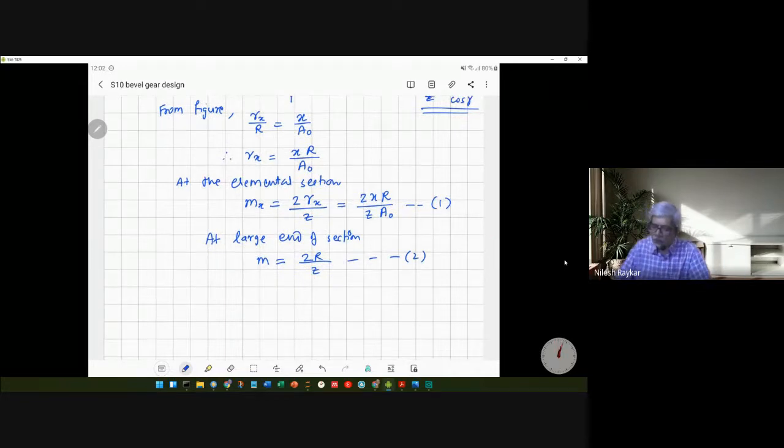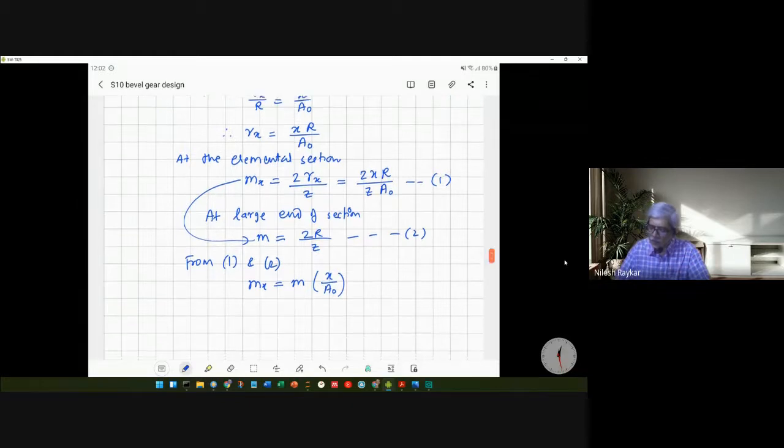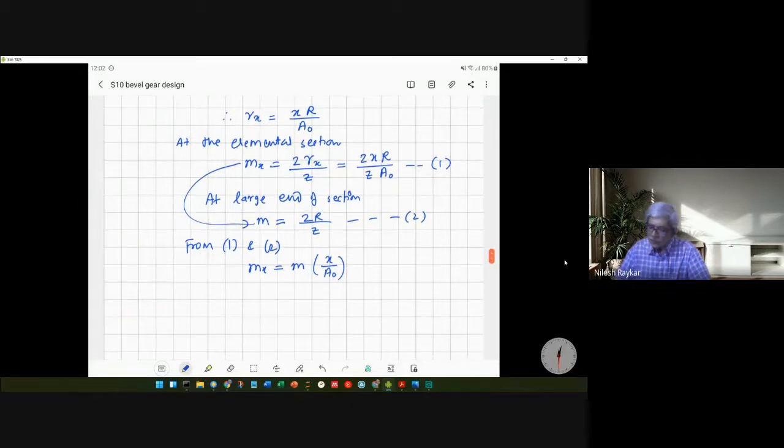What we are trying to do is express Mx in terms of m. So from 1 and 2, we get Mx equal to m times x by A naught. It physically means that Mx is linearly varying with respect to x. So this is equation number 3.